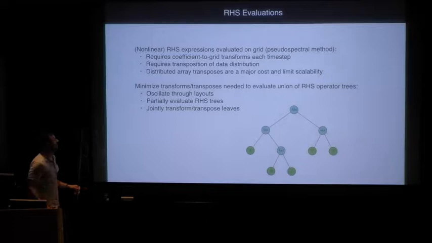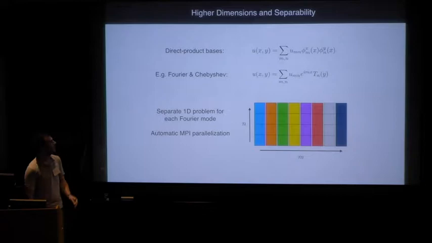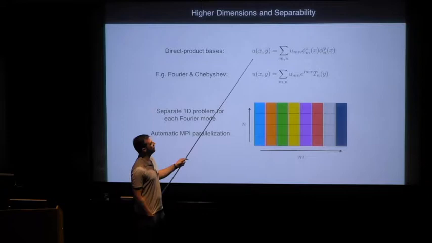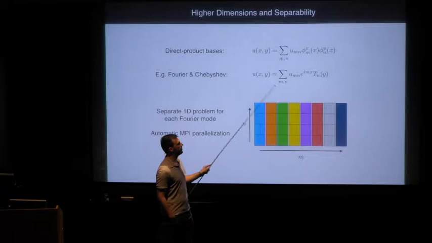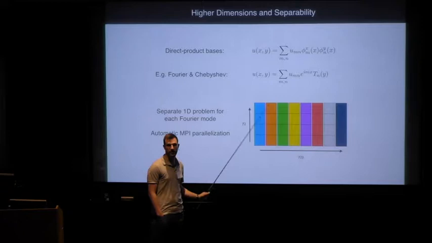So the parallelization: if you have a multi-dimensional problem, then say U, depending on X and Y, is just expanded in the direct product of a series in X and Y. And if the X direction here has Fourier modes, then the linear portion of these equations, because derivatives don't couple different Fourier modes, is separable, and you basically just get a bunch of one-dimensional problems, say in Y, that I can solve independently on different processes.